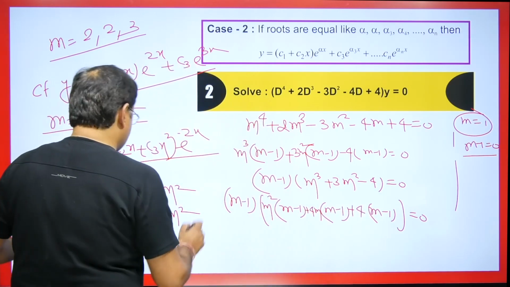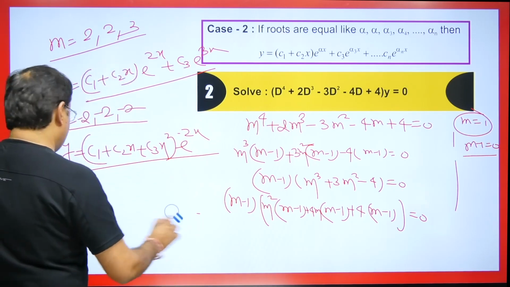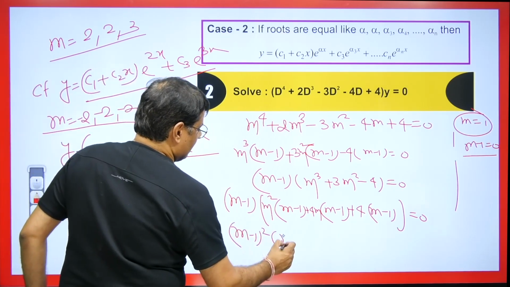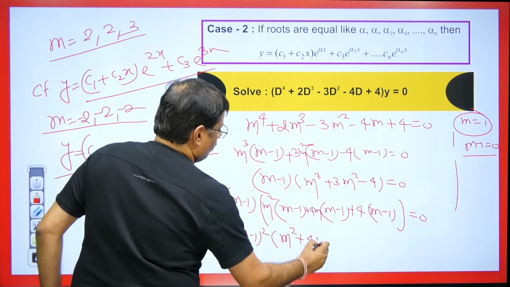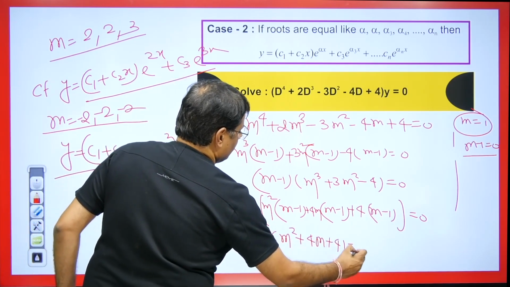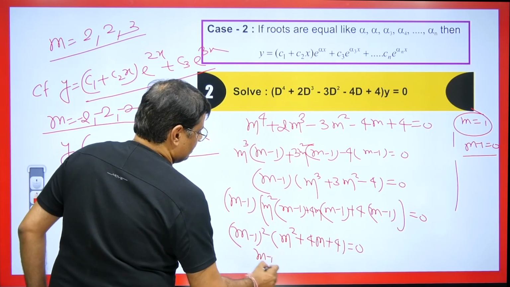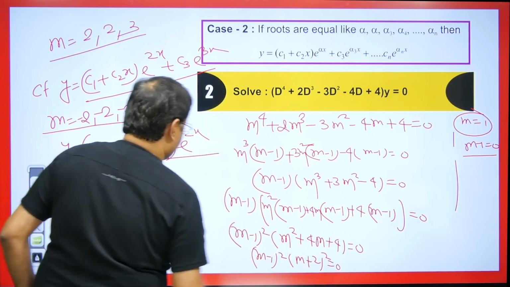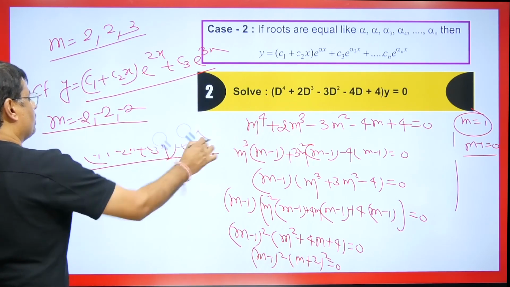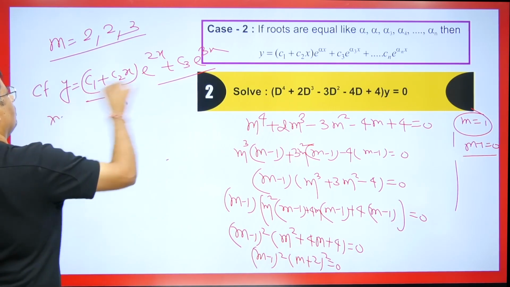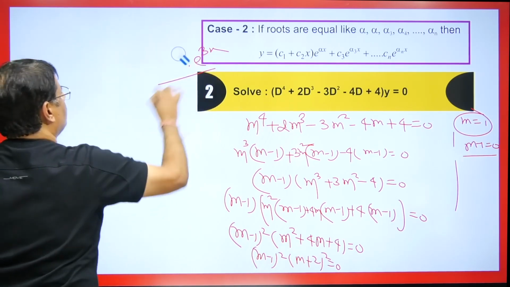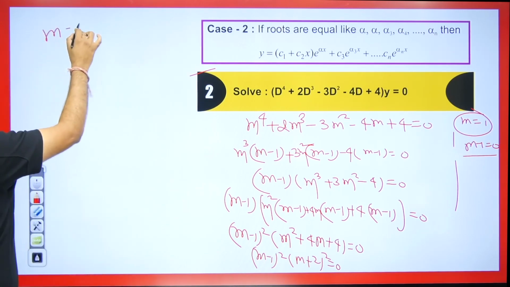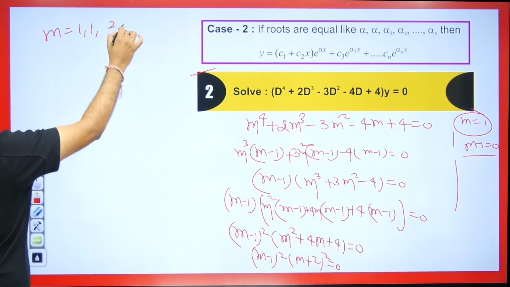Now look, we get m minus 1 common. Is that clear? Take this m minus 1 square common from the bracket. Here it will be m square plus 4m plus 4 is equal to 0. Now if we simplify this again, we know that this term will become m plus 2 whole to the power of 2. And what will be its roots? Let me write it here. Now tell me what we are getting as its roots. To find the roots, we find the value of m. Its value is 1, 1, and it is minus 2 and minus 2.